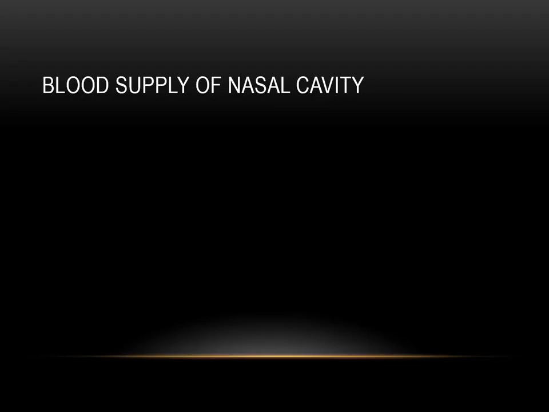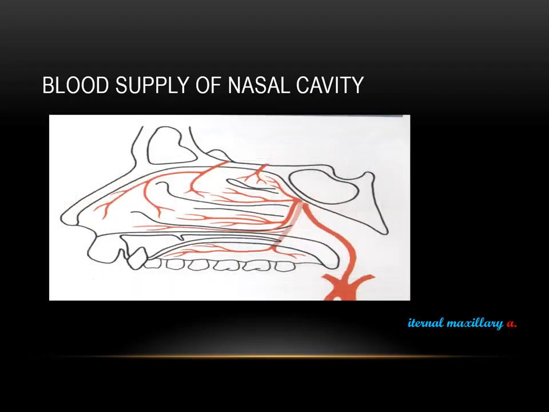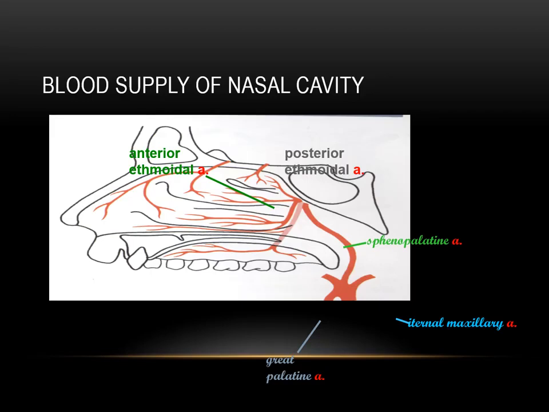The blood supply of the nasal cavity is coming from the internal maxillary artery, sphenopalatine artery, greater palatine artery, anterior ethmoid artery, posterior ethmoid artery. So again, internal maxillary artery, greater palatine artery, sphenopalatine artery, anterior and posterior ethmoidal arteries.